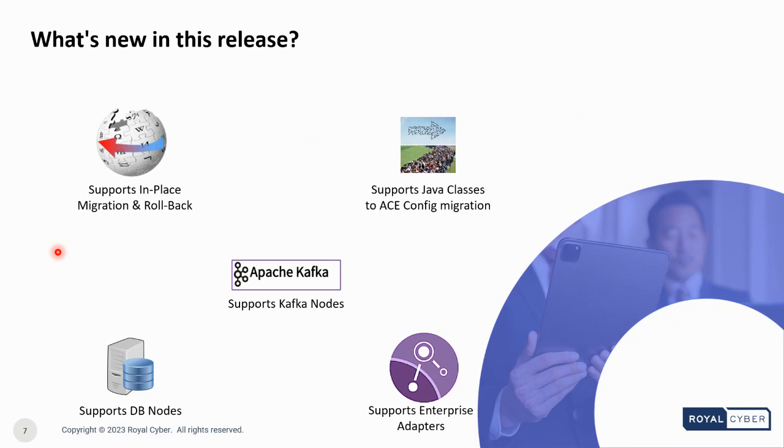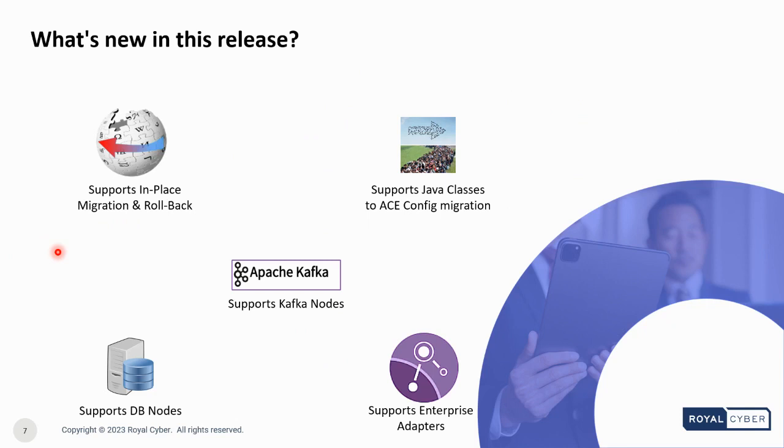The only prerequisite for this to work is that ACE should have been installed with the desired architecture and minimum recommended configurations prior to performing in-place migration using this solution. Right, that makes sense, right?